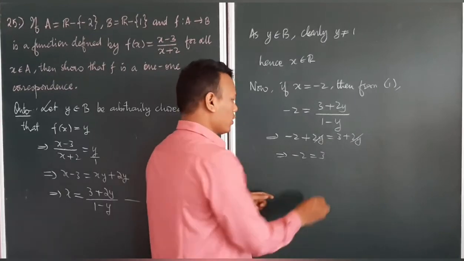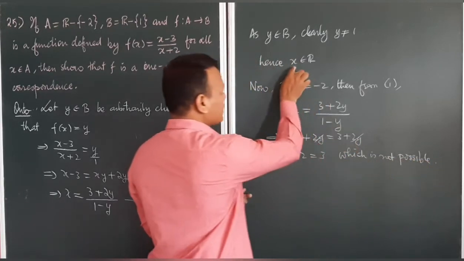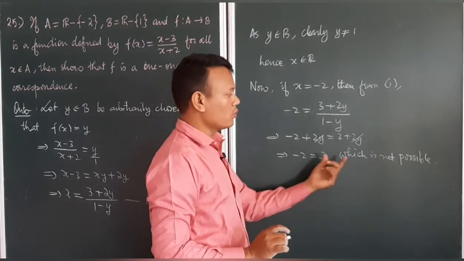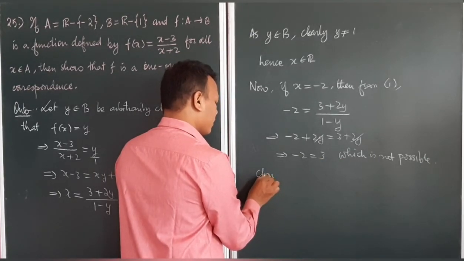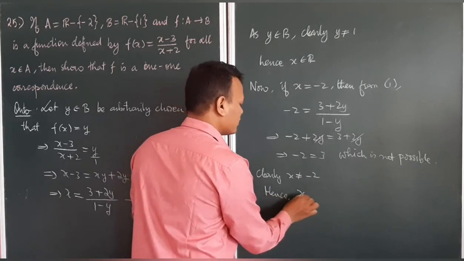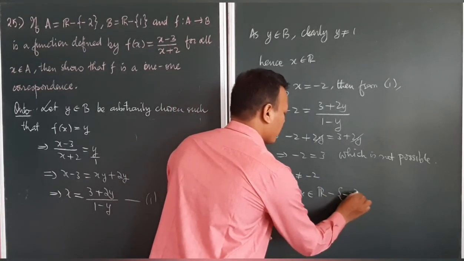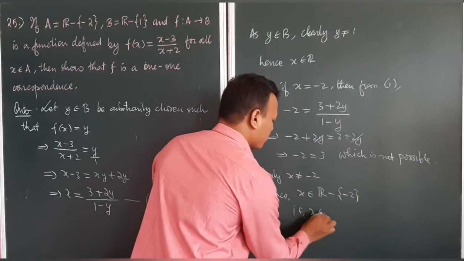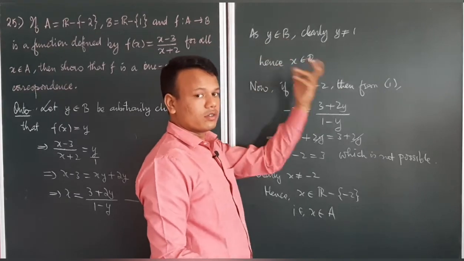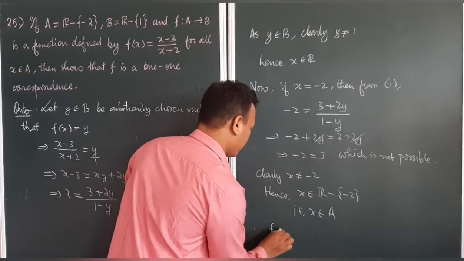Is this possible? No, right? Which is not possible. That means x is a real number, we understood that. But on top of that, x cannot be equal to -2 as well, because if x is -2, then we are getting this, which is not possible. So clearly x cannot be equal to -2. Hence x belongs to the real numbers, but from those real numbers I need to remove -2 because the value of x cannot be -2. So x is coming from, what is this? This is the first set, that is A. So for any value of y belonging to the second set, there exists some x from the first set such that f(x) equals y, isn't it? So therefore f is onto.